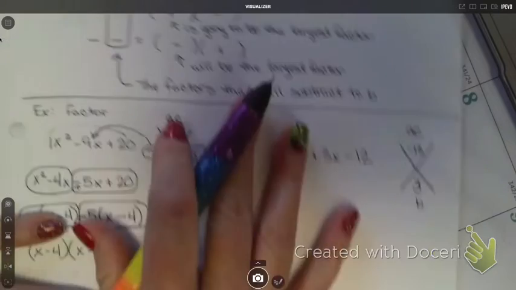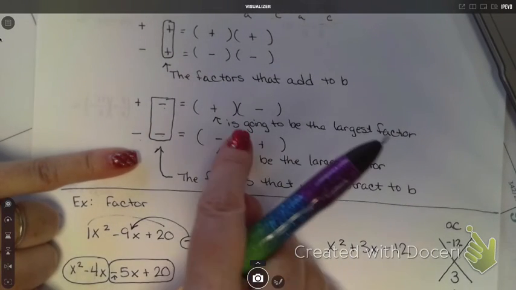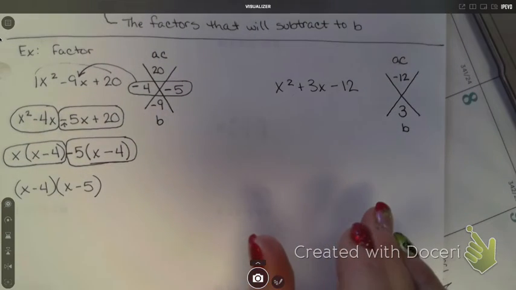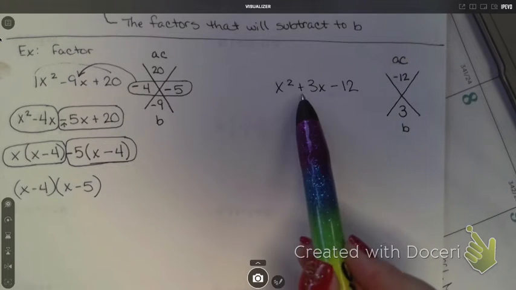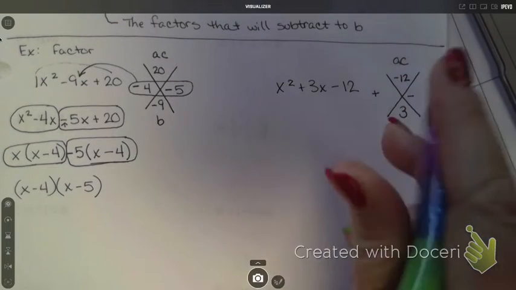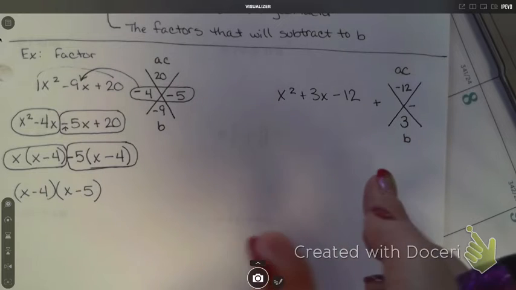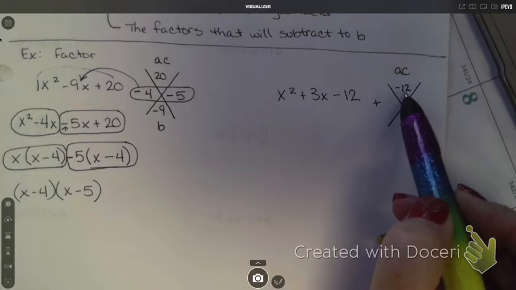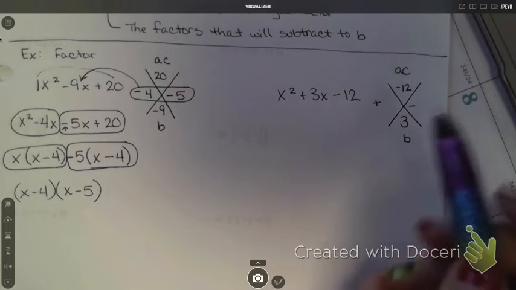So this has a negative, yes? So that means one's going to be positive, one's going to be negative. Which one is going to be negative? Is the biggest factor going to be positive or negative? Positive, because it's a positive 3. So what I personally do is put plus, minus, because I put my biggest factor and my smallest factor. But it really wouldn't matter if you put minus, plus, but the biggest factor has to be positive. Okay? So I need the factors of 12 that now have a difference, because one's positive, one's negative, of 3.